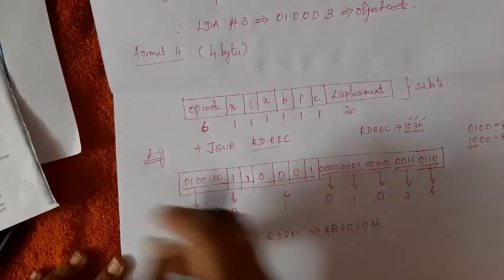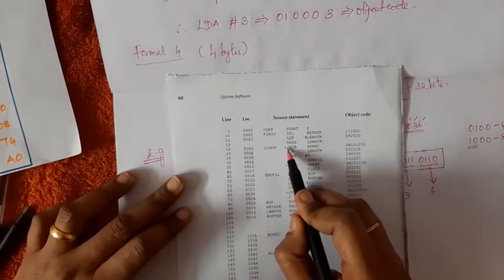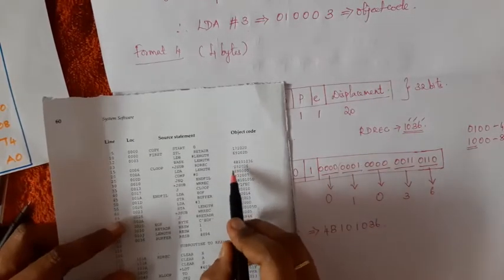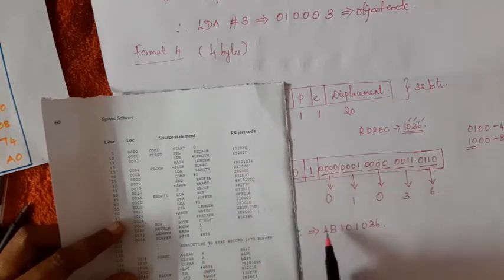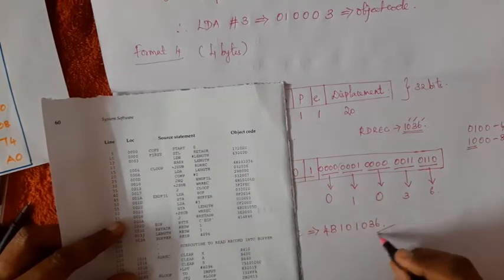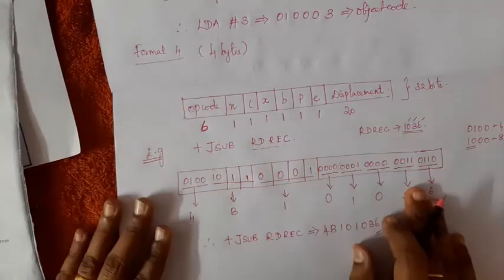4B101036. We'll check here in the table. Okay. See the source statement plus JSUB RD REC. What's the value given here? The object code generated for this instruction is 4B101036. This is how we find the object code for each and every instruction. Okay.